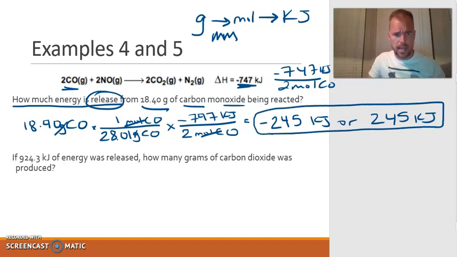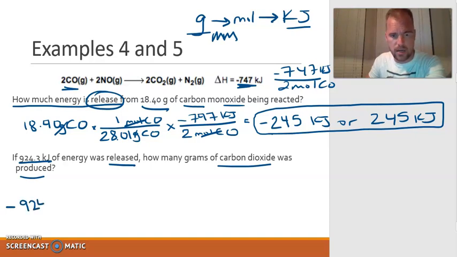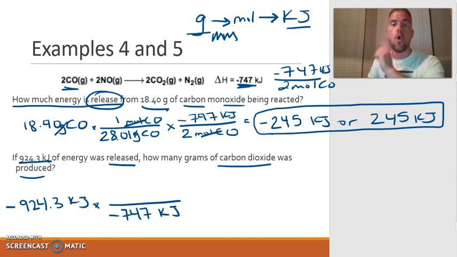Okay, let's look at one more. If 924.3 kilojoules of energy was released, how many grams of carbon dioxide was produced? So, very similar. We're just going the opposite direction now. I'm going to start with energy and somehow get to grams. First thing I notice, 924.3 kilojoules of energy are released, so when I write that mathematically, I need to write it as negative 924.3 kilojoules. Now I know negative 747 kilojoules of energy are released for every, what am I asked to solve for? In this one, I'm asked to solve for carbon dioxide.